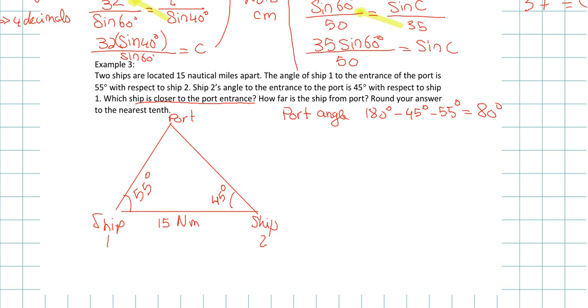I think one of the rules that we learned yesterday is the biggest angle has the biggest opposite side. The smallest angle has the smallest opposite side. Yeah, this is your smallest angle, so this is going to be your smallest side. So ship 1 is going to be closer.